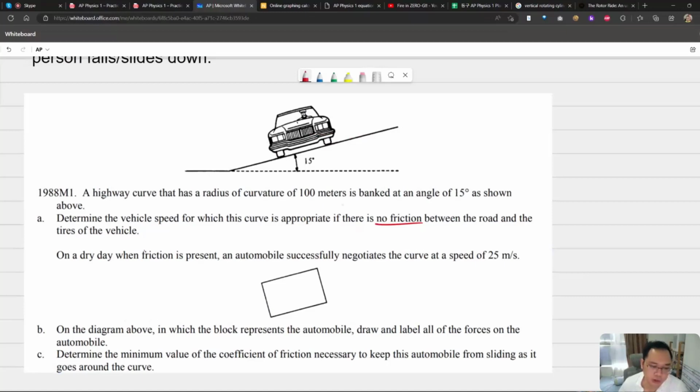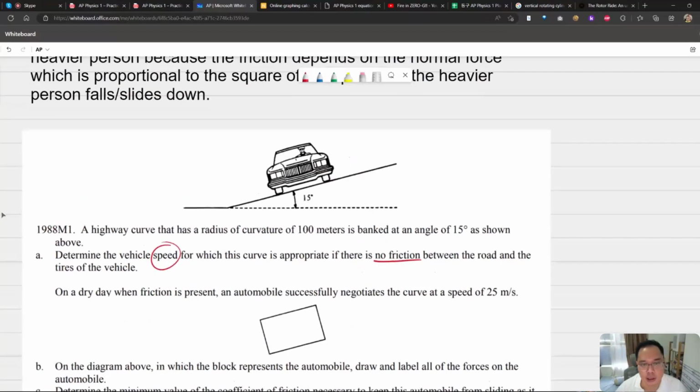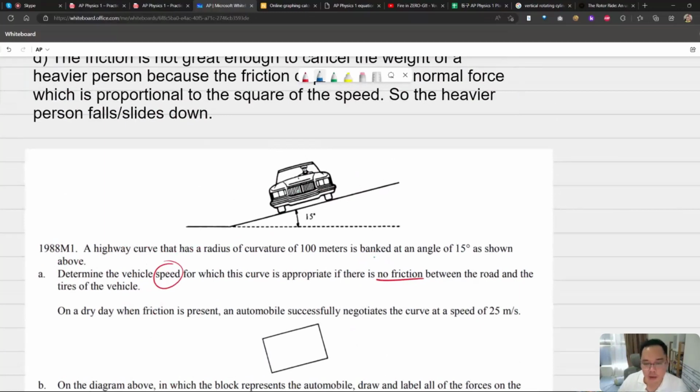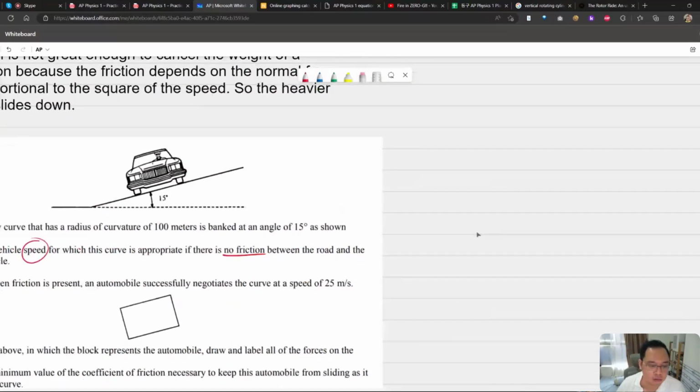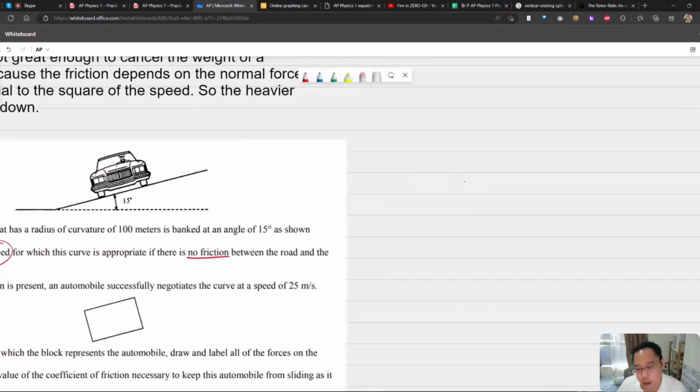On a dry day, when friction is present, okay, determine the vehicle speed. We need to do question A first because the lower statement here is for question B and C, not A. To find the speed, firstly we need to determine the forces acting on the car. There are three forces. Wait, only two, because friction doesn't exist, no friction.